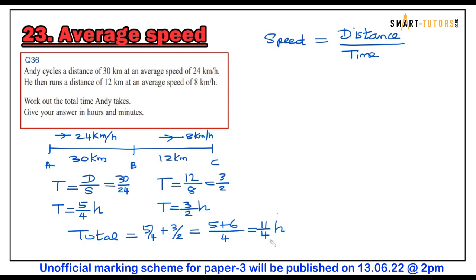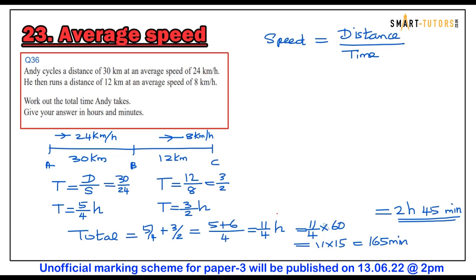11 over 4 hours means you can multiply 11 over 4 by 60. That is going to be 11 times 15, and you get 165 minutes. They are asking how many hours and minutes, so 2 hours and 45 minutes. 2 hours and 45 minutes is the correct answer.